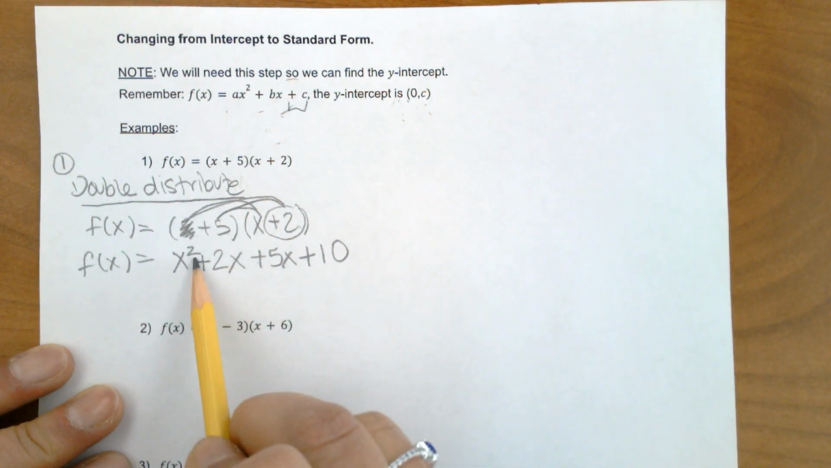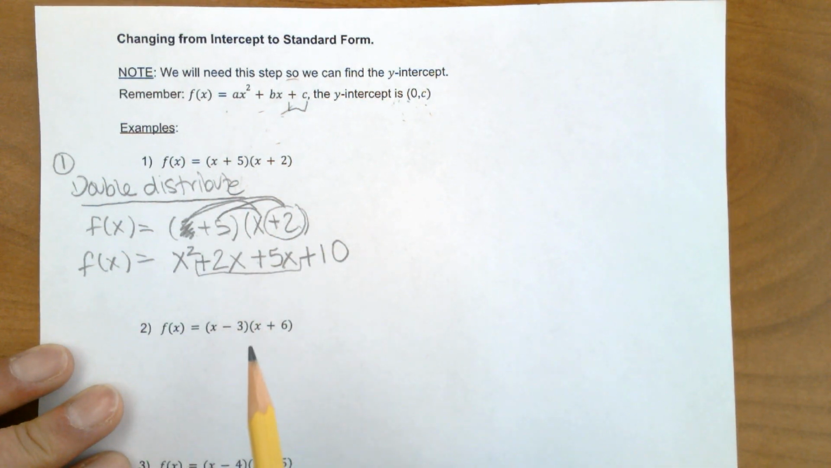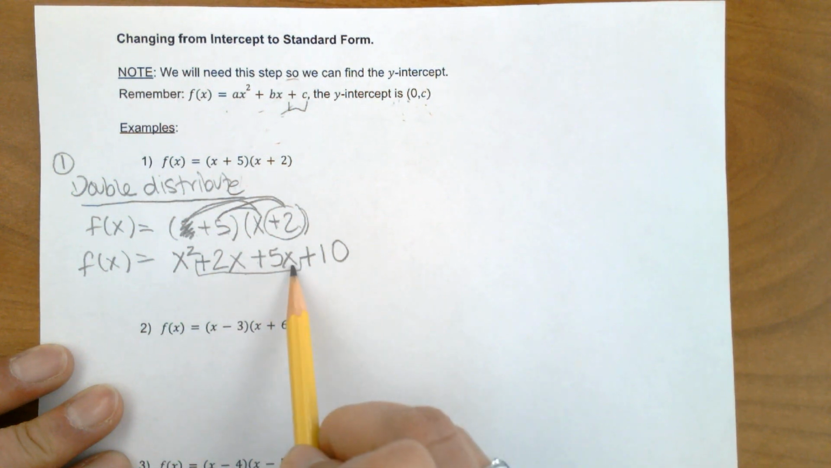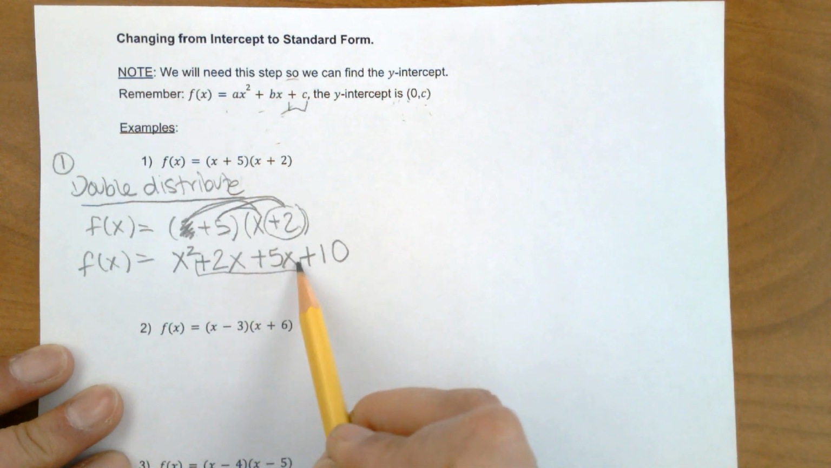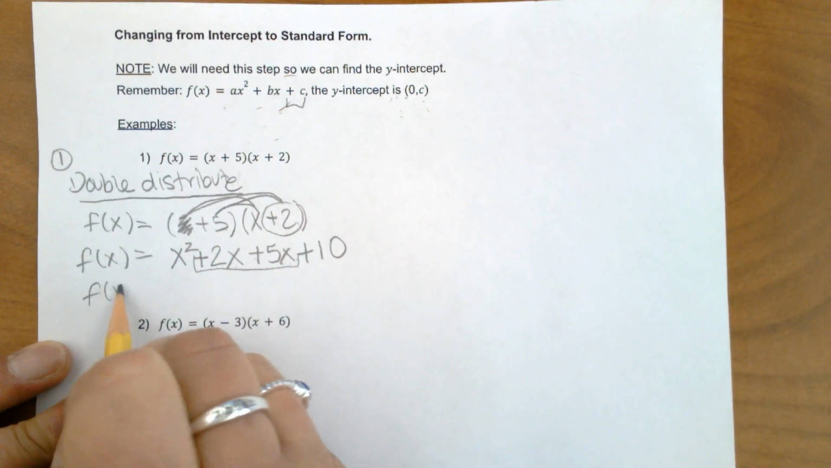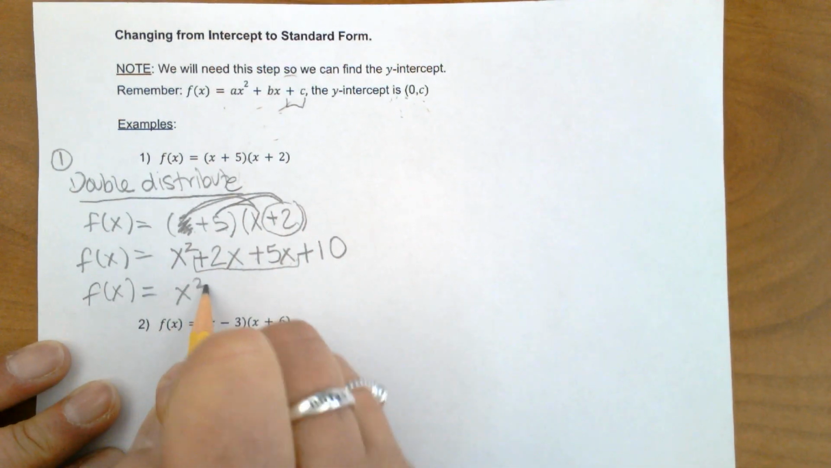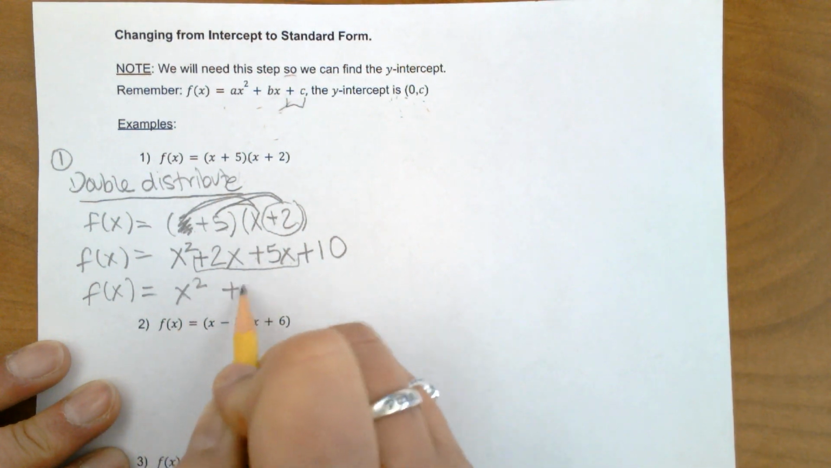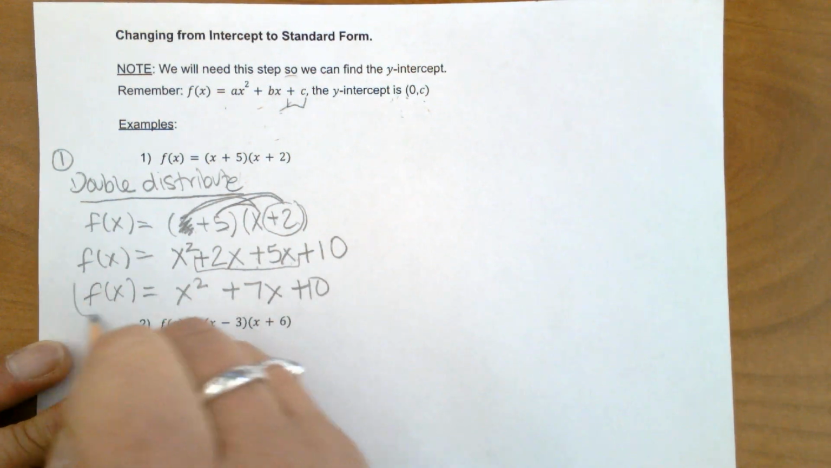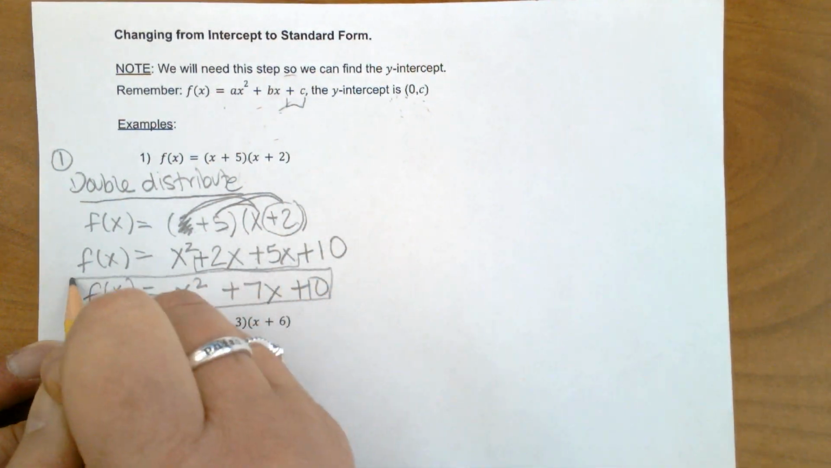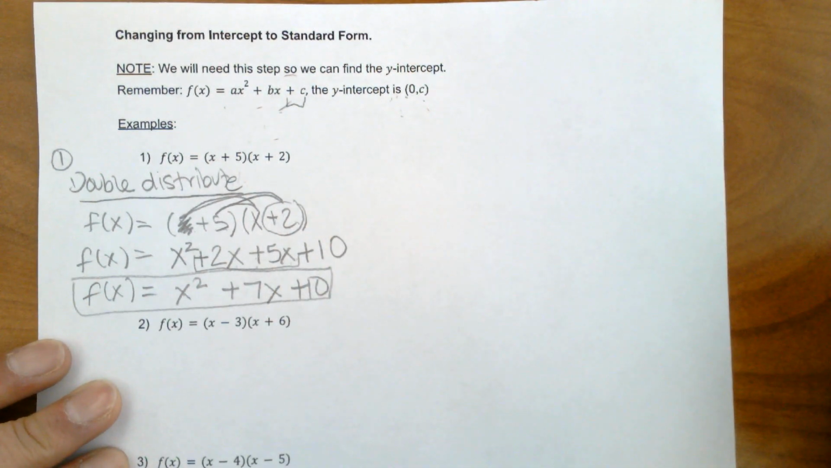Now my last step is, because these two are similar, they're like terms because they both have an x, I can combine them. So I have 2 x's plus 5 x's, and you're right, I'm going to get 7 x's. So my answer is going to be x squared plus 7x, which I got from adding these, plus 10. And that's my answer. Okay, that's one way of doing it.